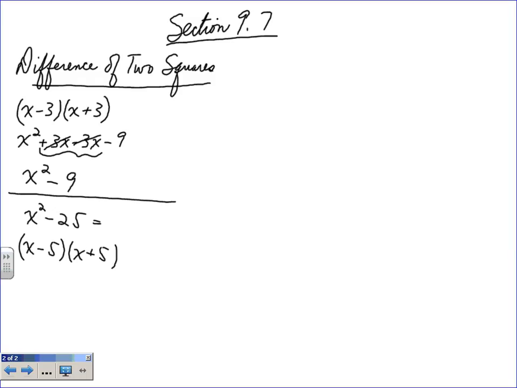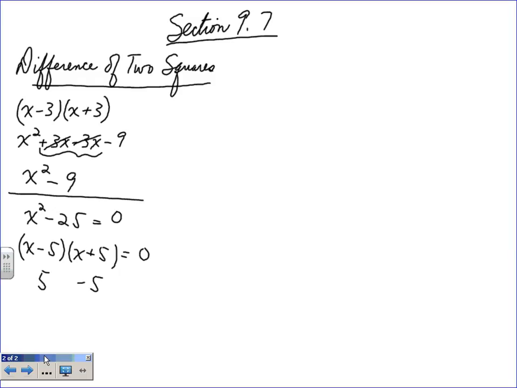Now, if this equaled 0, we can just carry that down. And so if you were to solve this equation, which you have to do in a couple of problems, your answer would be a positive 5 and a negative 5. Okay? Because x minus 5 could equal 0, or x plus 5 could equal 0. So that's your two values. Let me just give you another example.